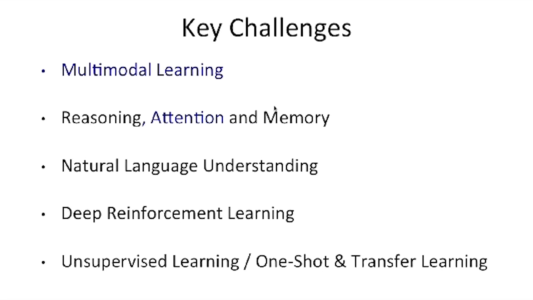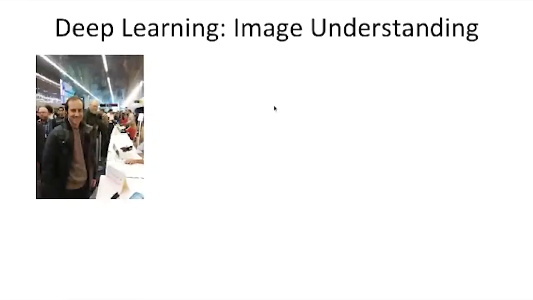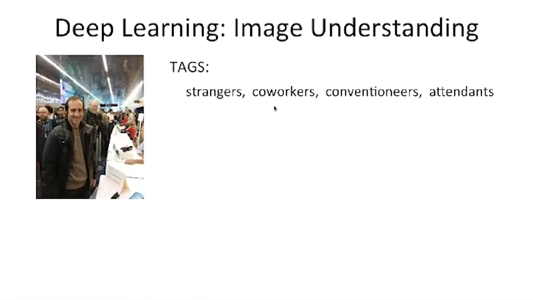Let me start with multimodal learning and attention mechanisms. One particular area of interest to a lot of us is image understanding. Given an image, can you tag what's in the image? You can build a model like a convolutional neural network that predicts what's going on in the image. Here it tags the image as strangers, co-workers. You can think of it as a simple classification problem.